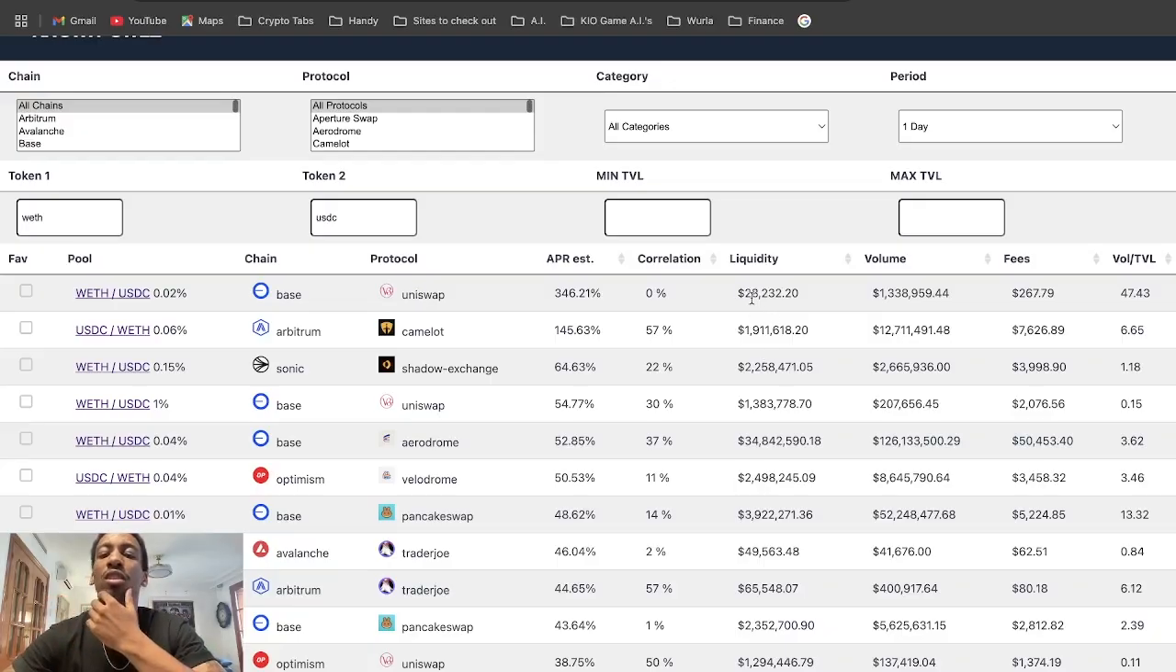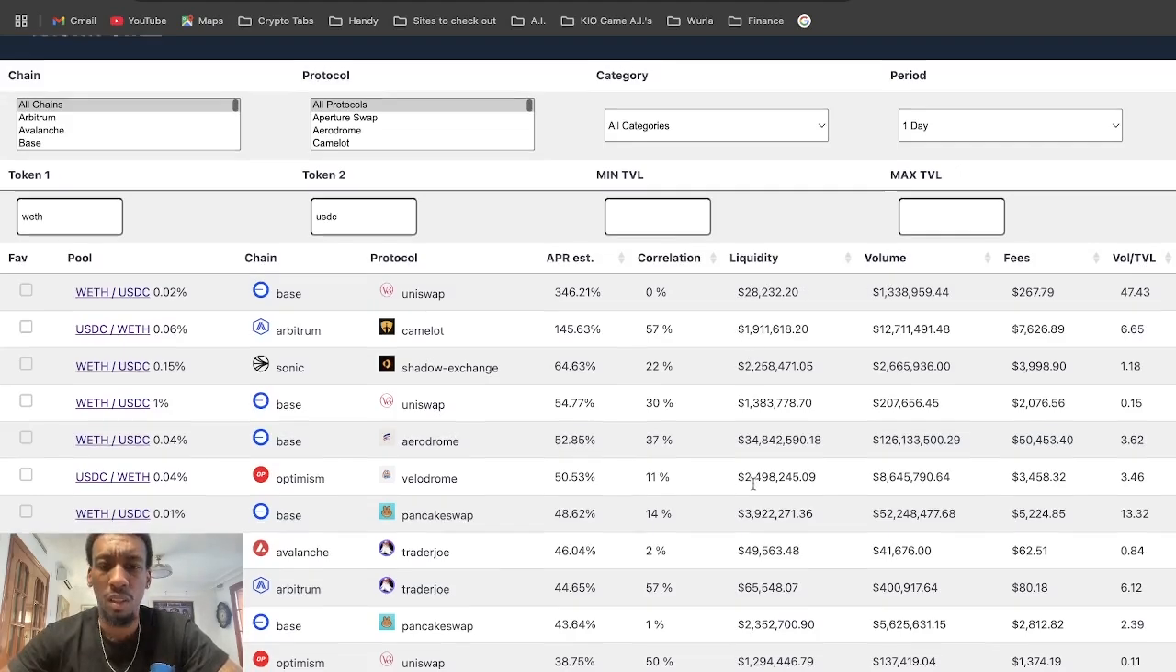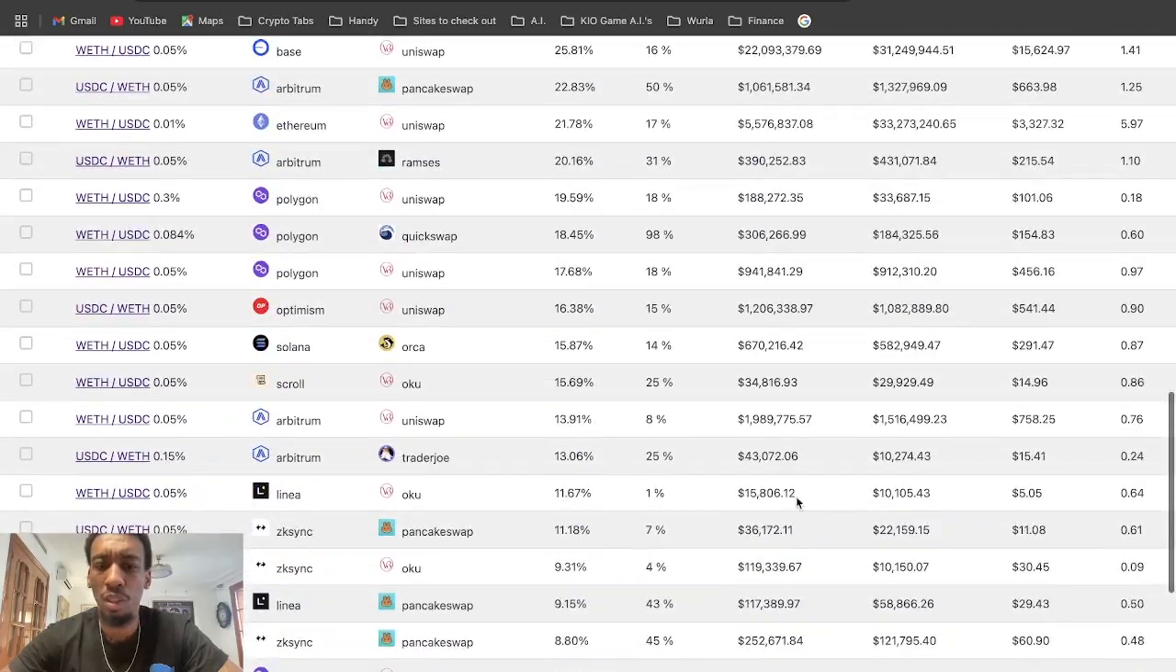You look at this, the liquidity is 28K, but the volume is $1.3 million. So do 1.3 million divided by 28,000. 28,000 goes into 1.3 million over 47 times. So if this is the one day volume, your liquidity is getting used 47 times, versus, let's scroll down here, a pool like this where the liquidity is 34,000, but the volume is 29K, right?